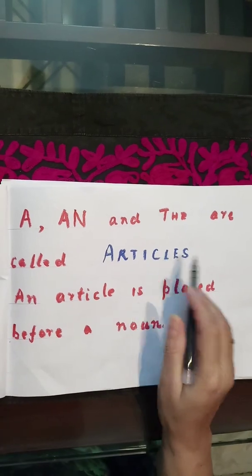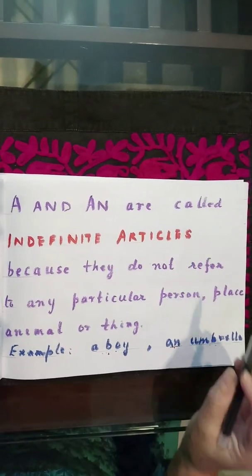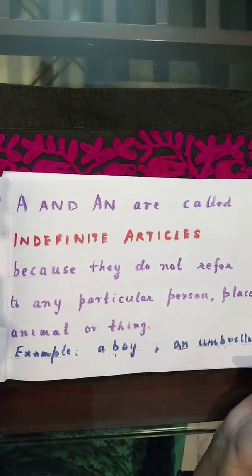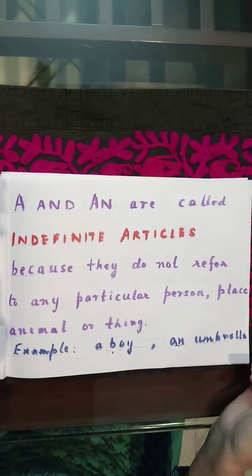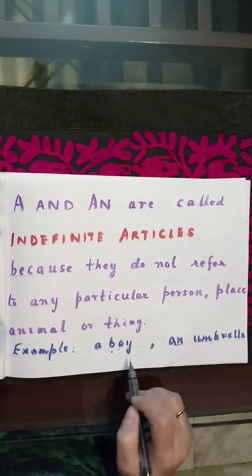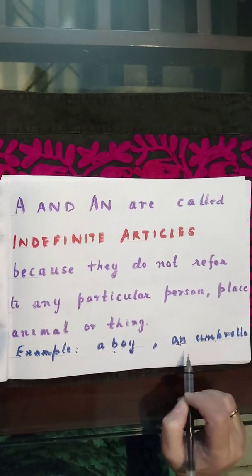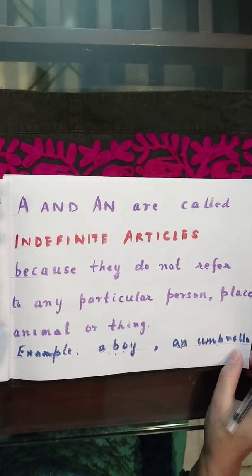Now children, a, an and the are called articles. An article is placed before a noun. A and an are called indefinite articles because they do not refer to any particular person, place, animal or thing. For example, a boy. When we talk about a boy, we mean any boy. An umbrella. When we talk about an umbrella, we mean any umbrella, not any particular umbrella.